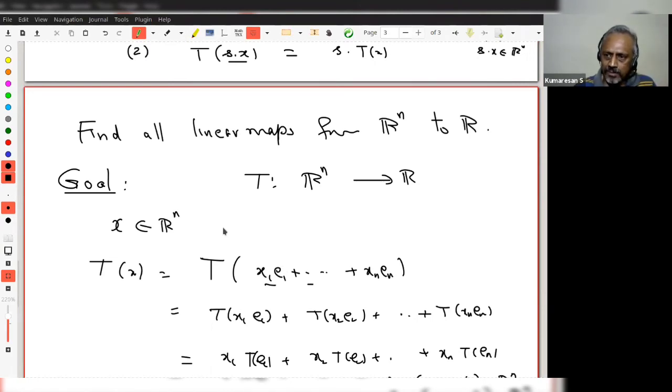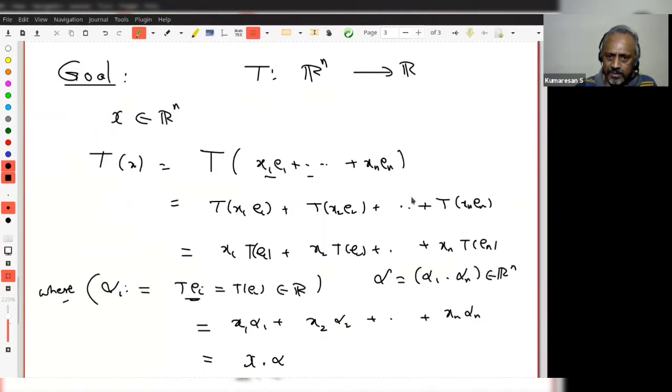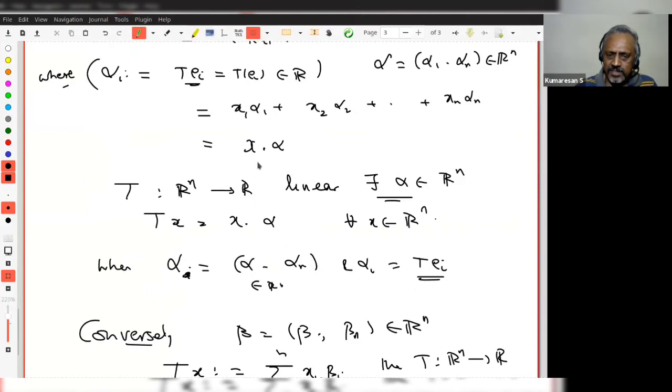What I want you to pay attention to is that now we have classified all linear maps from Rn to R. It's not just arbitrary. We know what all the linear maps from Rn to R are. They arise as x dot alpha, where alpha is a unique vector in Rn. Do I know alpha? Yes. To know alpha, what do I have to do? I have to tell you what the ith coordinate is. What is the ith coordinate of alpha? It is T of Ei. Because T is already given, T of Ei will be a real number. So that is your alpha.